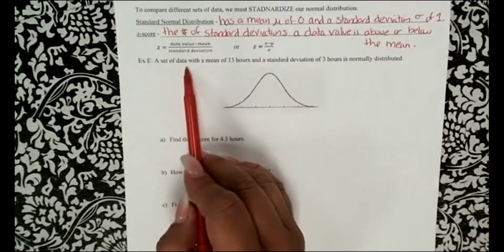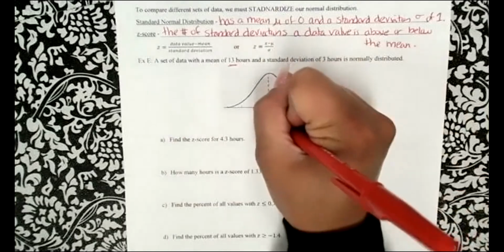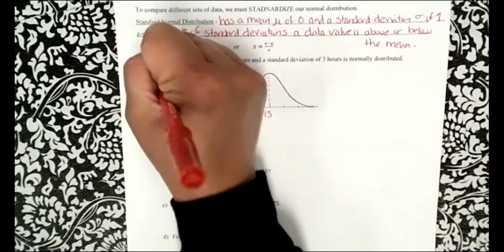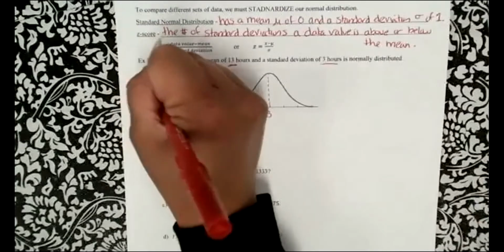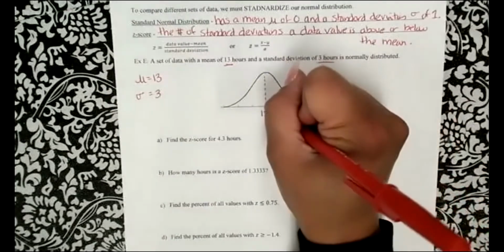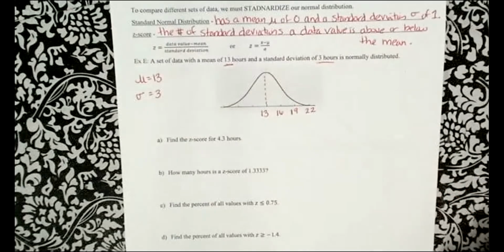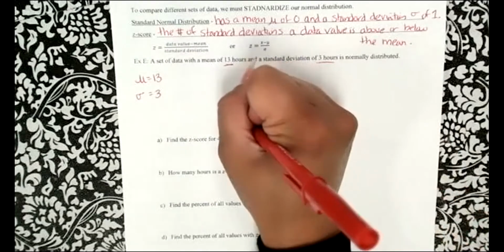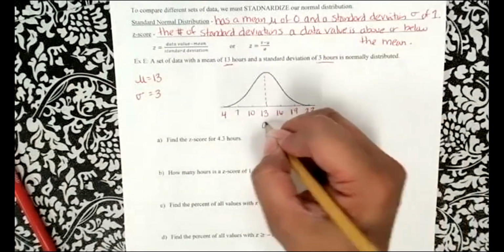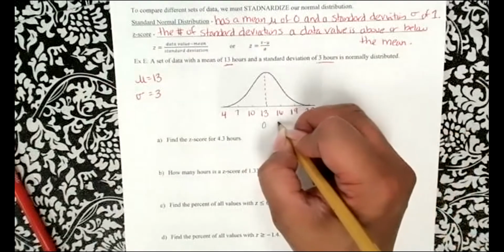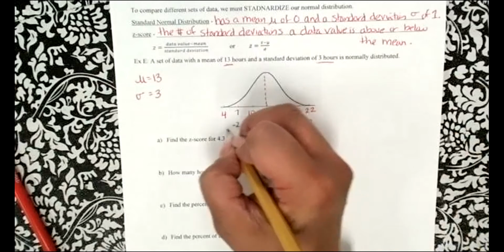It says a set of data with a mean of 13. So here's our mean, the mean is equal to 13, and a standard deviation of 3. So this would be plus 3, plus 3, plus 3. Minus 3, minus 3, minus 3. Now keep in mind, they said the mean was going to be a 0 and a standard deviation of 1. So this is going to be 1 standard deviation, 2 standard deviations, 3, -1, -2, -3.